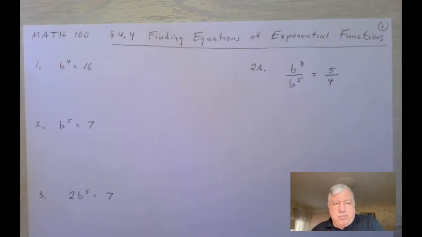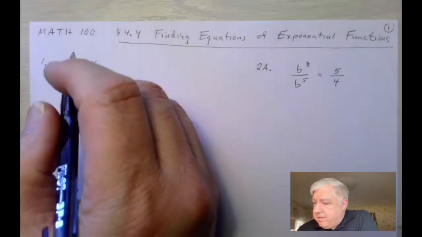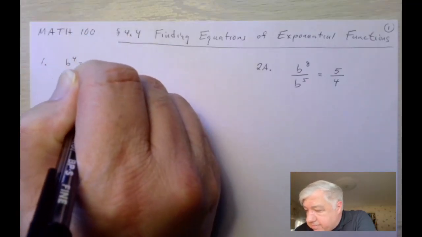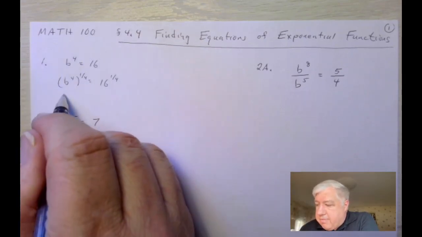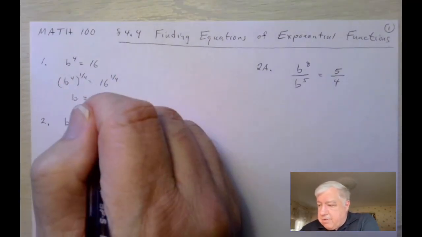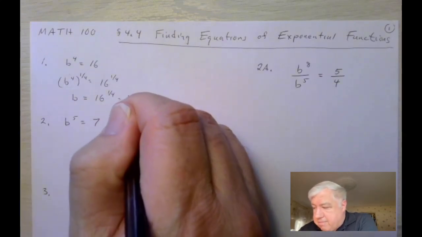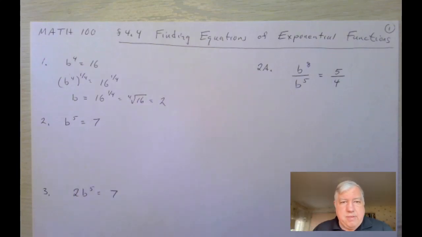Okay, so b to the fourth equals 16. Now, you probably already know that the answer should be b equals 2, because 2 to the fourth is 16. But even if we didn't know that, we could raise both sides to the 1/4 power. Then this is just b raised to the 4 times 1/4. Well, that's just b to the first, which is just b. And so b is 16 to the 1/4, which is the same thing as the fourth root of 16, which in this case is 2.